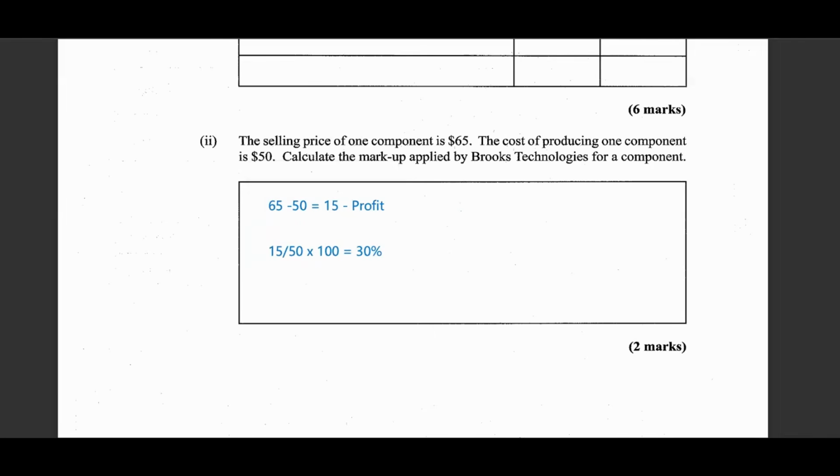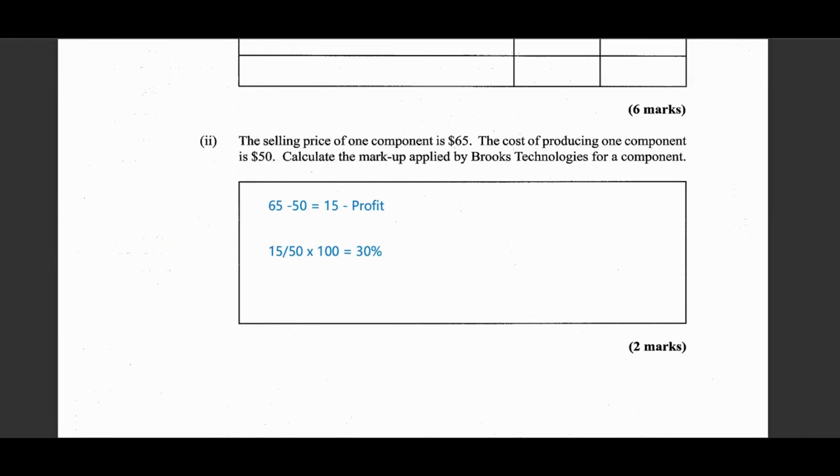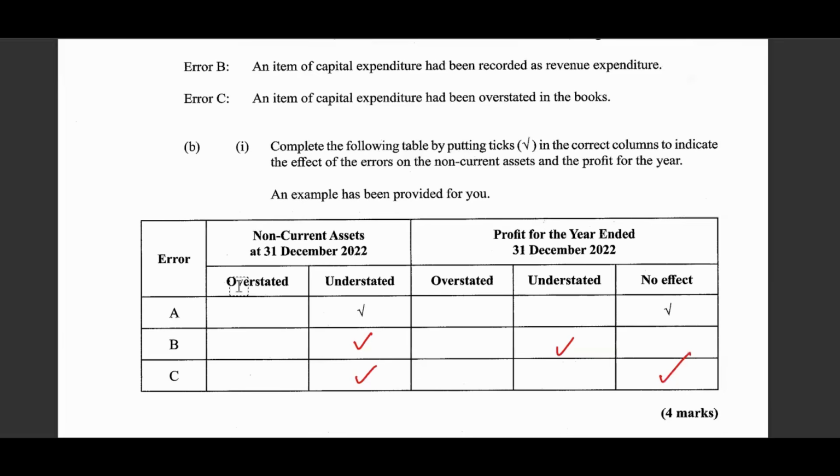Alright, great job guys. Next, time for us to move on to the next point. The next part of the question, which is coming down now. Let's have a look at this one here, guys.